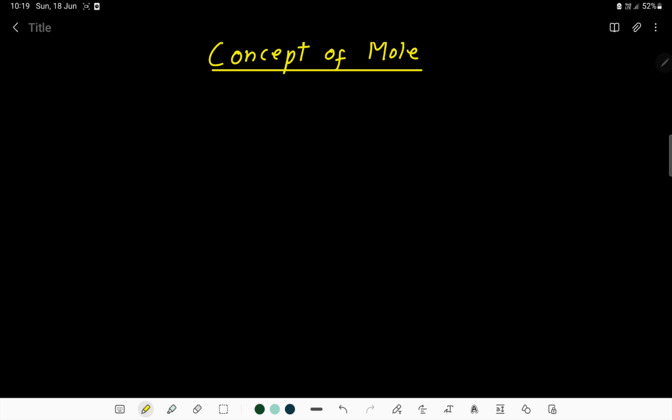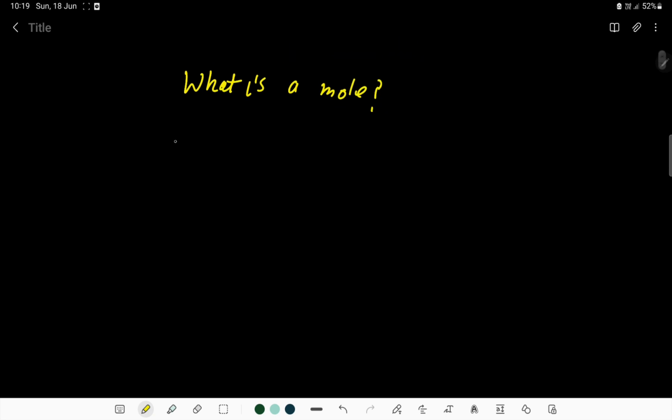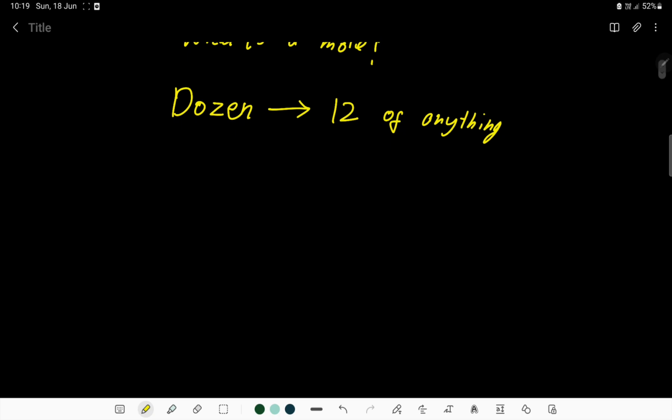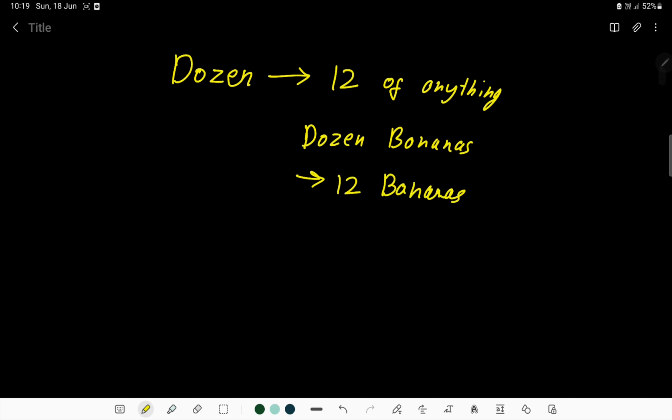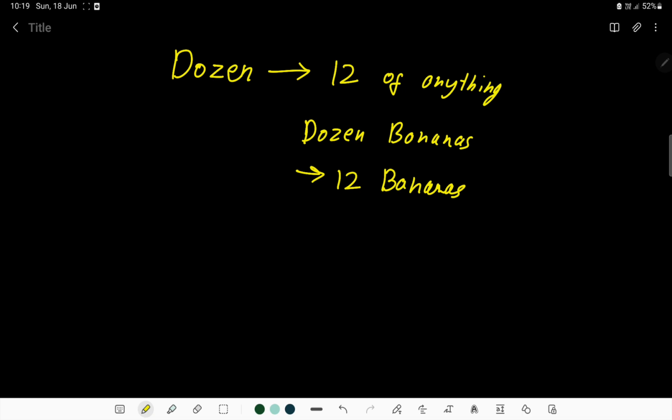So first of all, the concept of mole. What is a mole? To understand mole, let's first discuss what a dozen is. You may know a dozen is 12 of anything, which means that if I say I have a dozen bananas, it means I have 12 bananas. Similarly, if I say I have a dozen pencils, it means I have 12 pencils.